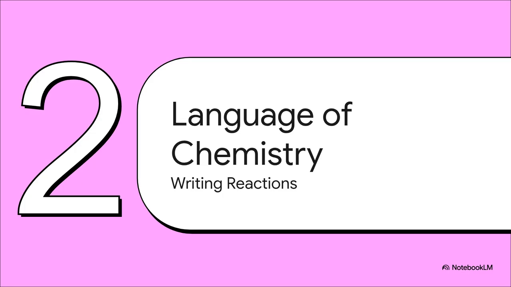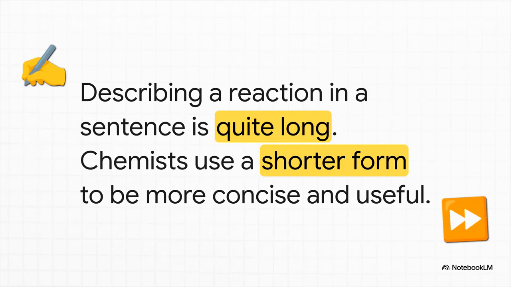All right, section 2, the language of chemistry. So, once you've spotted a reaction, the next step is to actually describe it. And to do that, well, we need to learn the language. I mean, think about it. We could say something like, when a strip of magnesium is burned in oxygen, it turns into a white powder called magnesium oxide. But, wow, that is a mouthful. It's just too long and clunky.